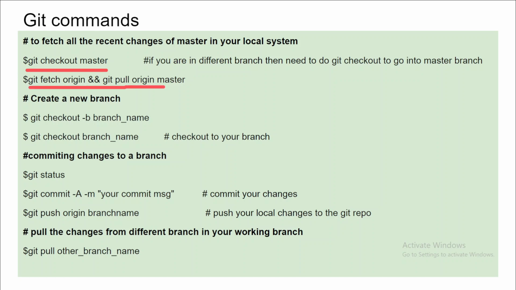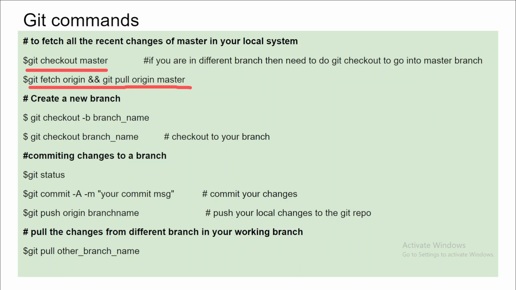Git fetch origin and git pull origin master mean pulling whatever the new changes are. If five developers are working on one stream, and you have created your own branch and the other four people also have their own branches, and their changes are merged into master, then master is ahead of your branch, because now master has three more additional changes or new features.